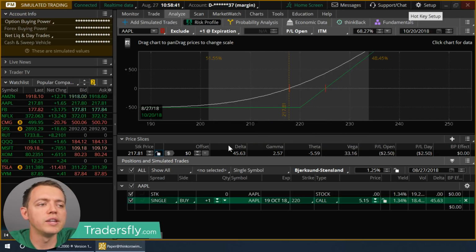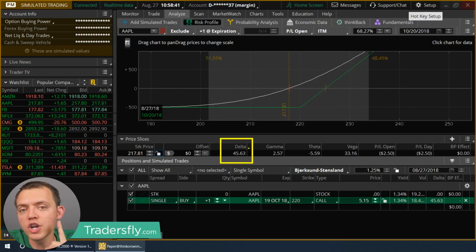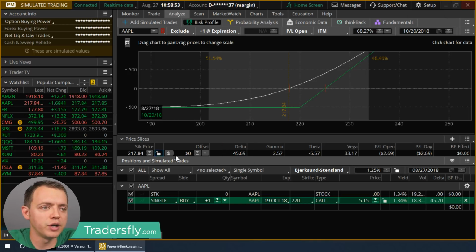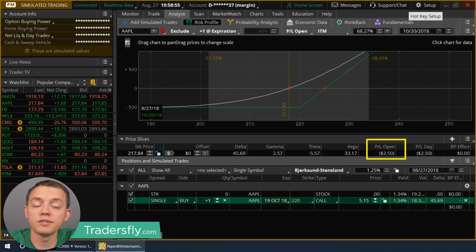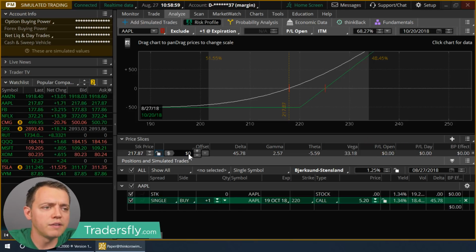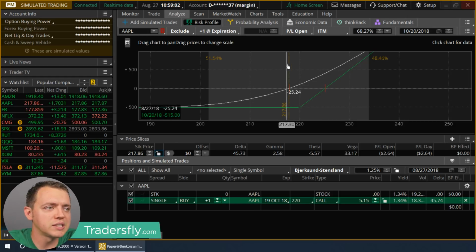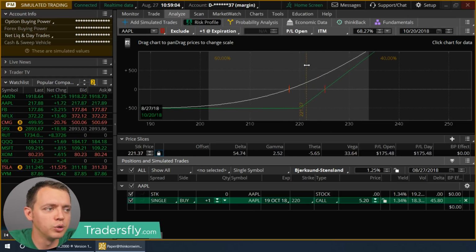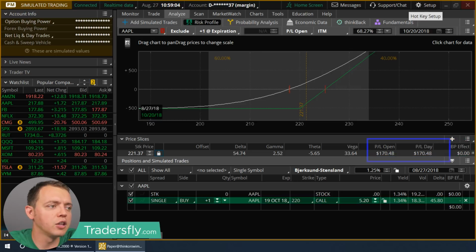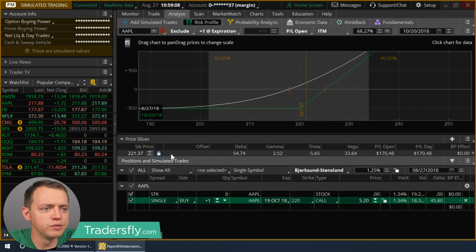Let's look at what this really tells us. Delta, starting out, is the most basic one that most people know. Delta is 45.63. That means for every $1 move in that stock, I make or lose 45.63. Look at it right now. We are starting out with a loss of 250. If I move this price slice, you can see the profit and loss also moves and adjusts.